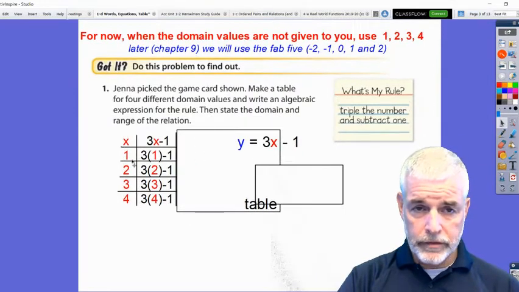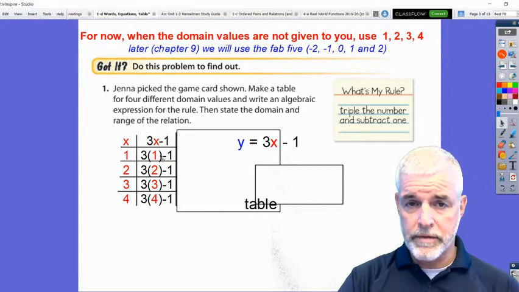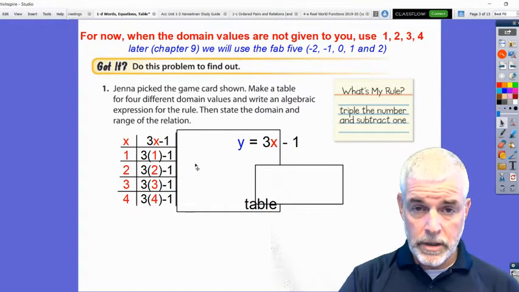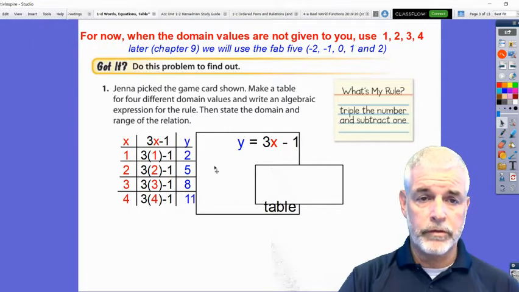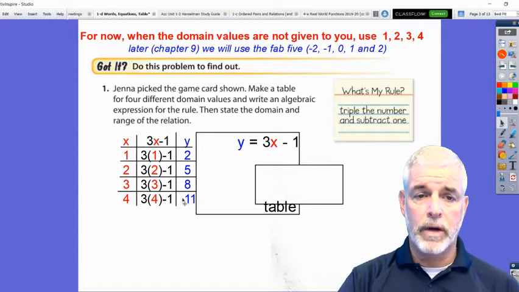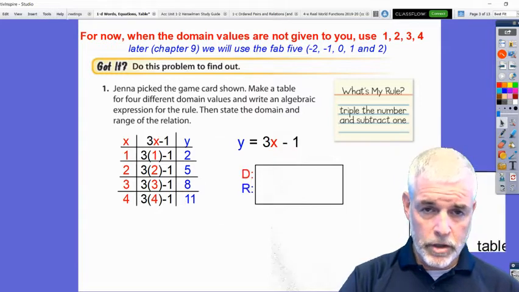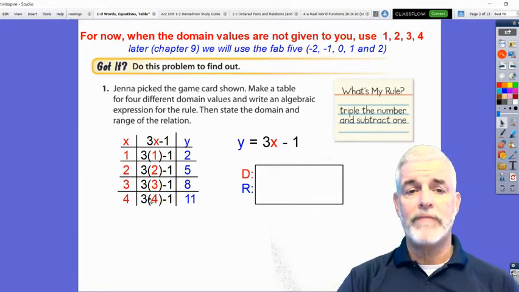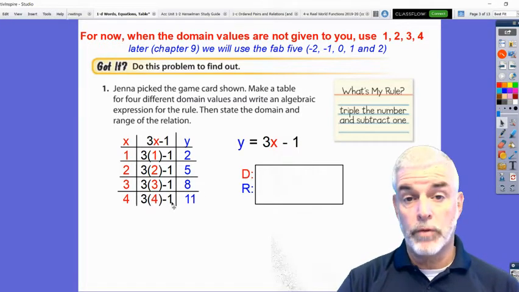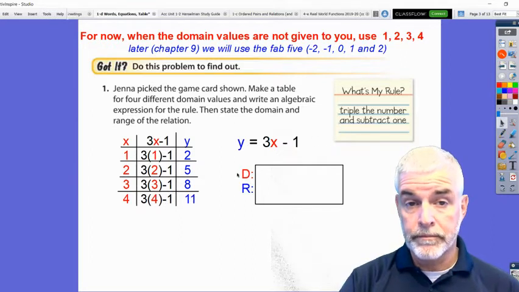So substitute x into the 3x minus 1 expression, right? And then what is your output value going to be? 3 minus 1 is 2, 6 minus 1 is 5, 9 minus 1 is 8, and 12 minus 1 is 11. So there's my table of values. Now I have the X and the Y values that go together for this rule.